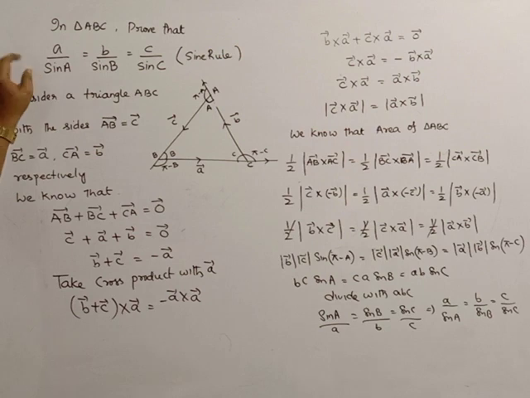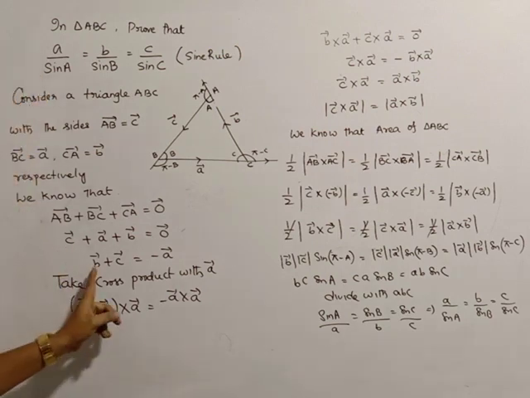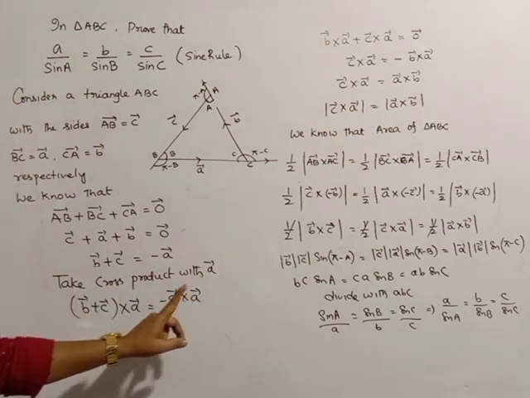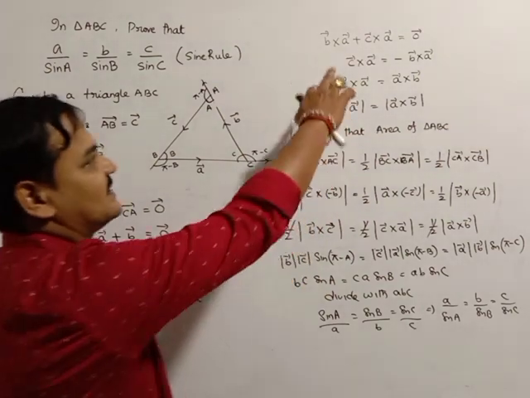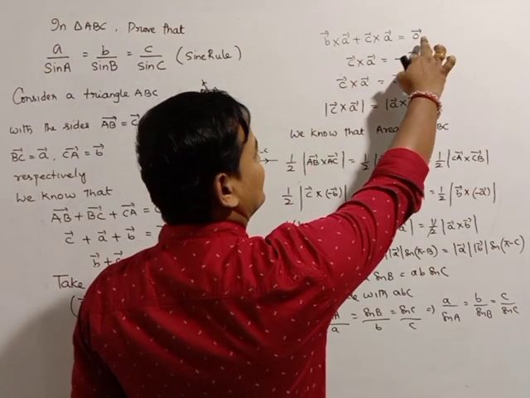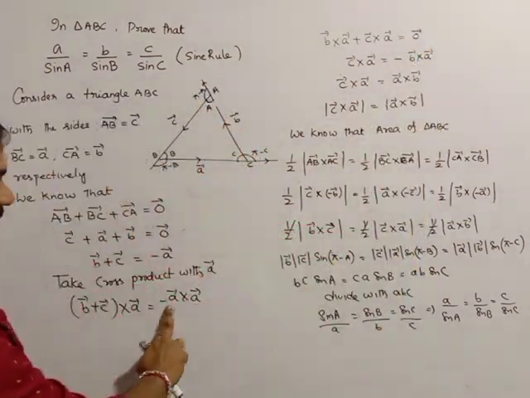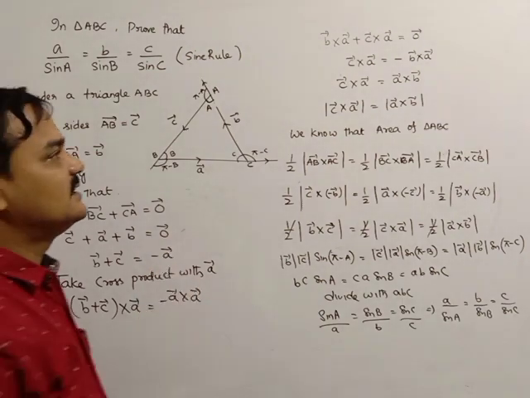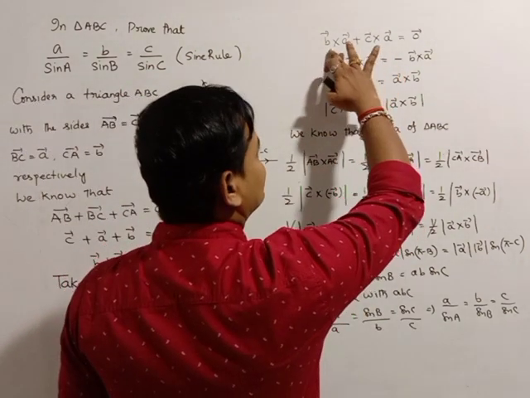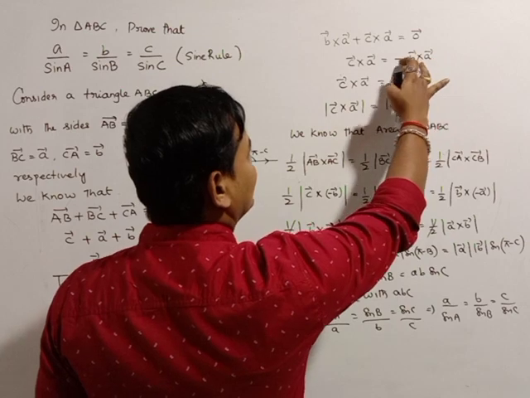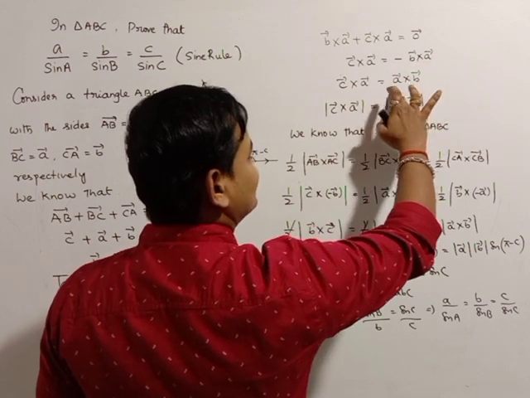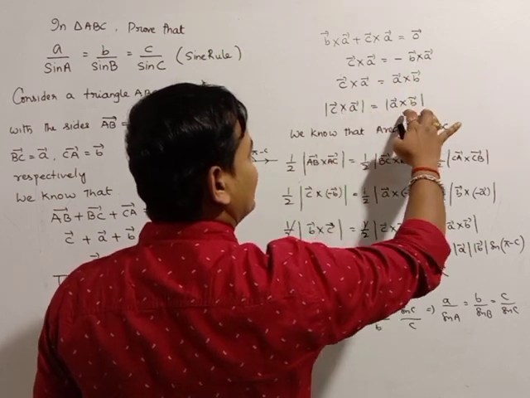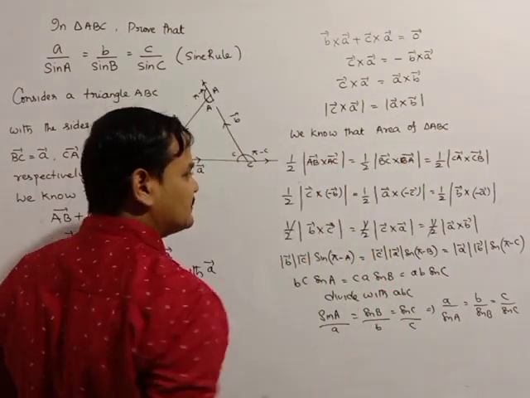Now, since the question contains the sine function, take the cross product with a bar. So b bar cross a bar plus c bar cross a bar is equal to 0 bar. Why 0 bar? The cross product of the same vector is always the zero vector. So c bar cross a bar is equal to minus b bar cross a bar. Minus means the direction is changing. Two vectors are equal means their magnitudes are equal.